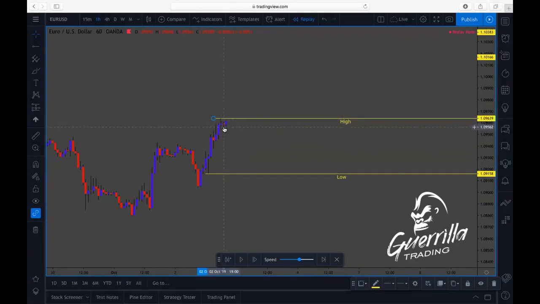Okay, but we don't know that this is a low yet until we break this high, because this could do what the other one did. It could just drop down before taking out the high. So we don't know to move our stops or our lows up to there until we break the highs.